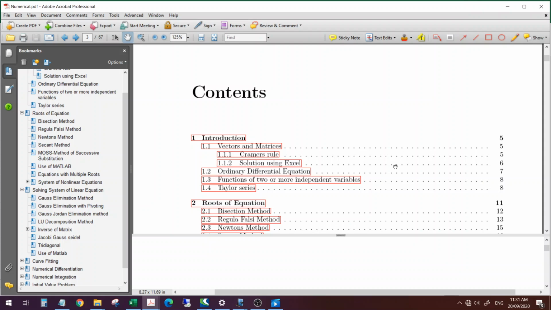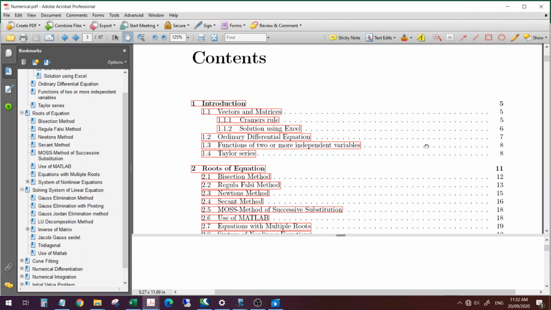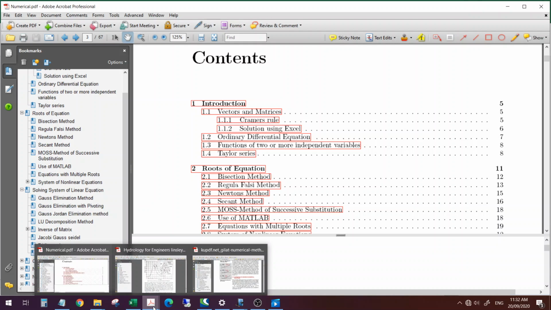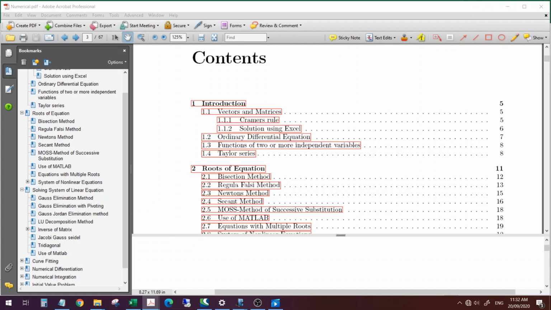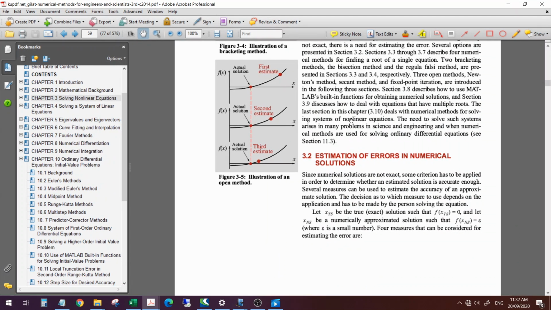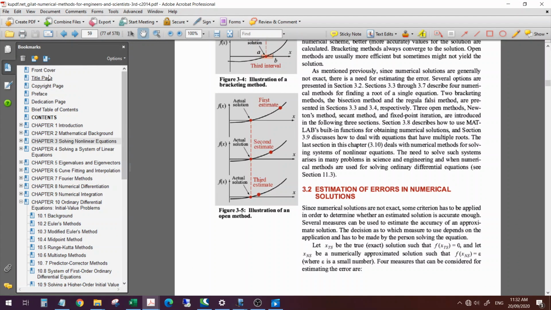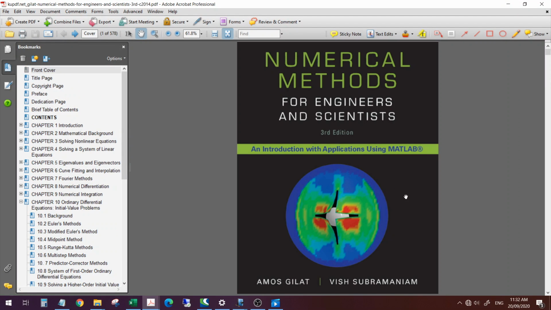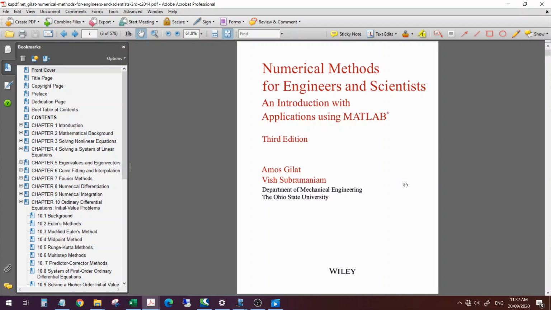So this is the contents. Take note, the contents of this is just a snapshot of what I took from the book of Amos Gilat. The book of Amos Gilat is actually this one. I have a hard copy of this, I just left it at school. Numerical Methods for Engineers and Scientists using MATLAB.